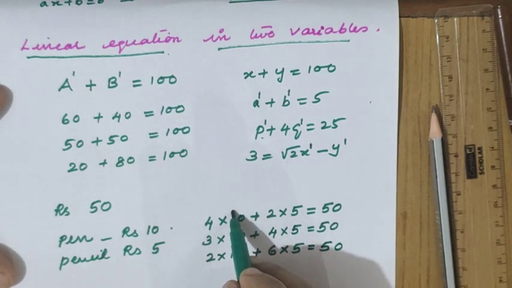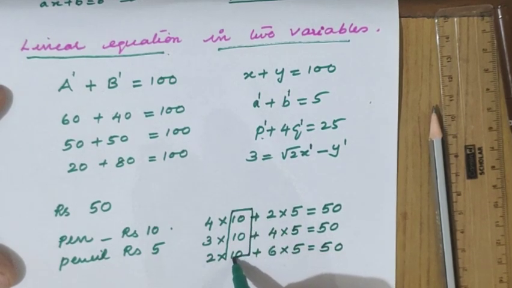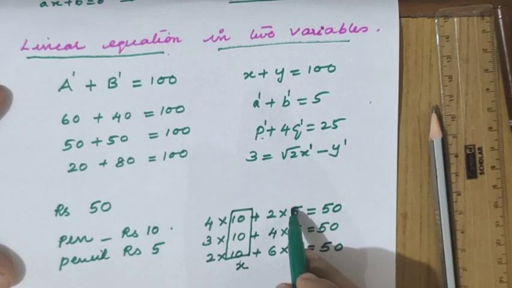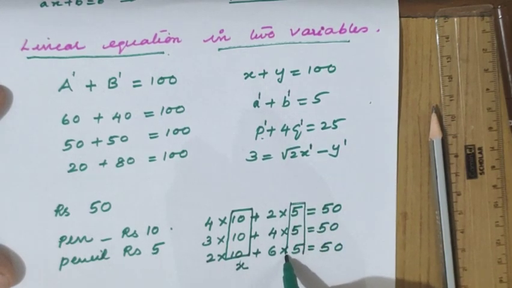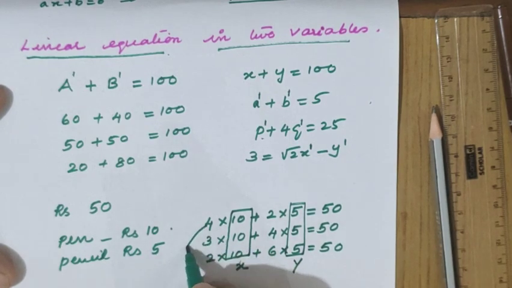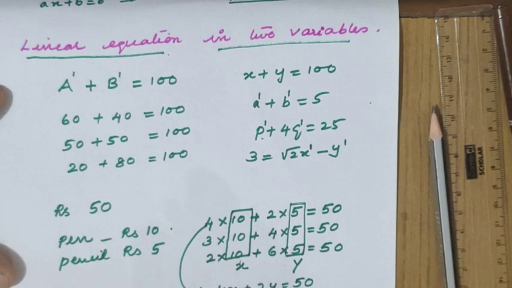So this 10 rupees is a fixed part. So I change this 10 as x and this 5 as y. So what will happen to the equation in the first case? In the first case we can write 4x plus 2y equal to 50, right? Similarly 3x plus 4y equal to 50. Next 2x plus 6y equal to 50. So now you understood that depending upon the situation we can make many linear equations in two variables.